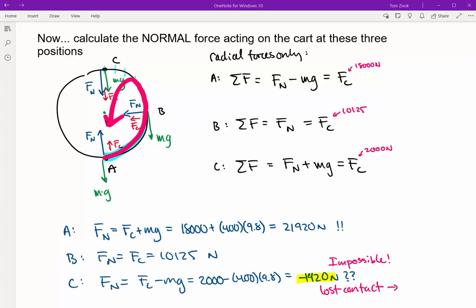which led it to go into free fall, which is why tracks on roller coasters and things generally have some sort of contact that prevents them from falling off, because you might slow down for various reasons and they want to keep you on that track. But if you're dealing with a little cart on just a flat surface, it'll stop connecting and move out of the way. So as soon as normal force, in this case, goes negative, we run into some problems.